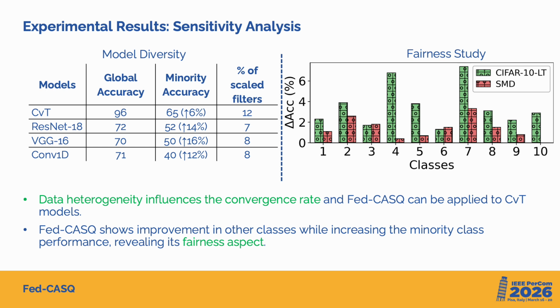Here we can see the other 2 sets of sensitivity analysis. In the model diversity part, as you can see, Fed-CASQ can be applied to convolutional and transformer models. Also, Fed-CASQ actually improves the majority class accuracy along with the minority class, showing the fairness aspect of it.